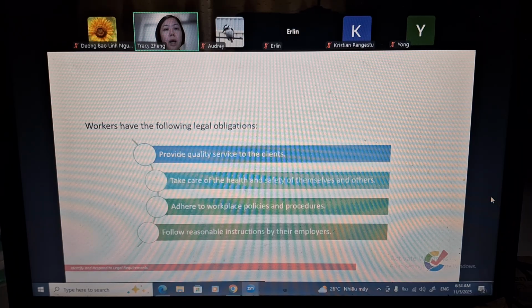And we do need to take care of the health and safety of ourselves and others. That means you not only make sure our clients are safe, we also need to protect others, right? This is also related to the Work Health and Safety Act, right? You are responsible to make sure of your client's safety, your own safety, and we also need to look after others, like your colleagues or any visitors in your facility as well, right? That is part of your legal obligation.